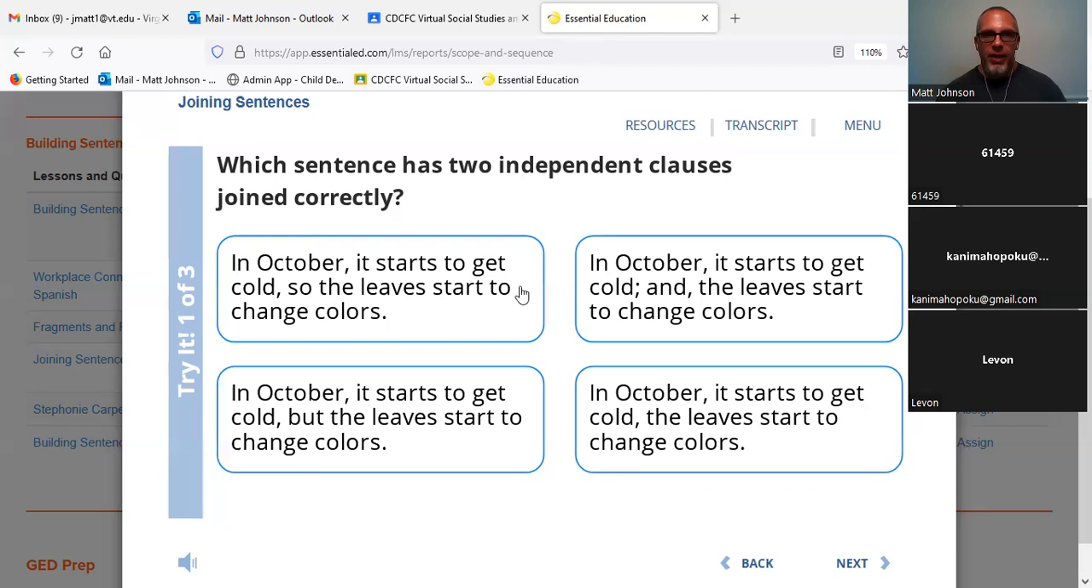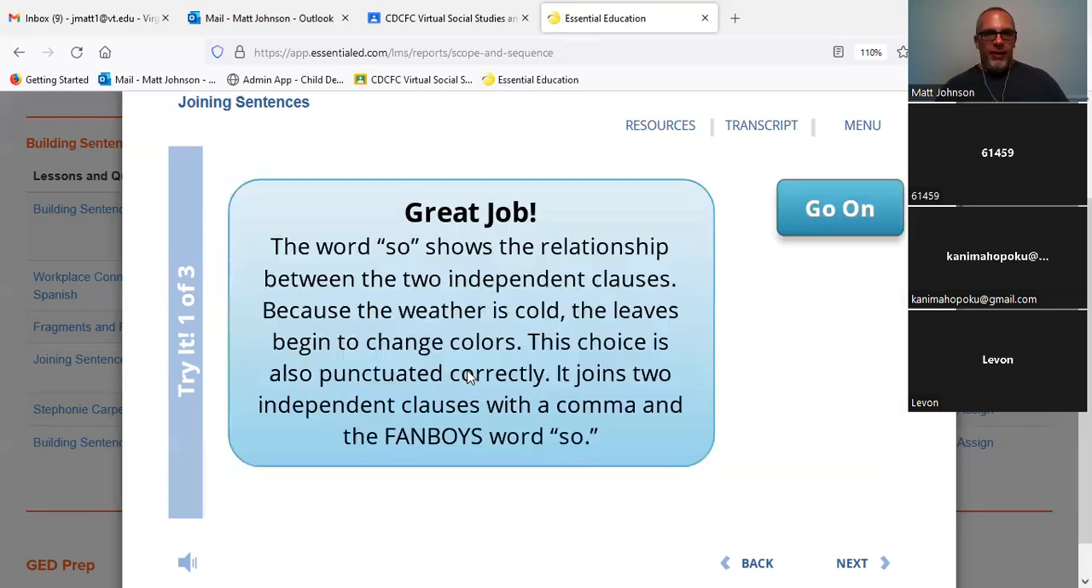In October, it starts to get cold, so the leaves start to change. Here's where we're joining that, the so and the conjunction. Great job. The word so shows the relationship between the two independent clauses. The choice is also punctuated correctly. It joins two independent clauses with a comma and the FANBOYS word so. Okay, and let's keep going here.